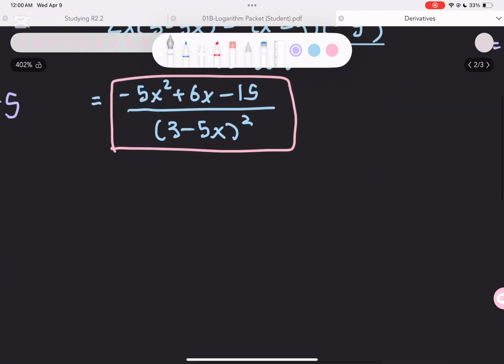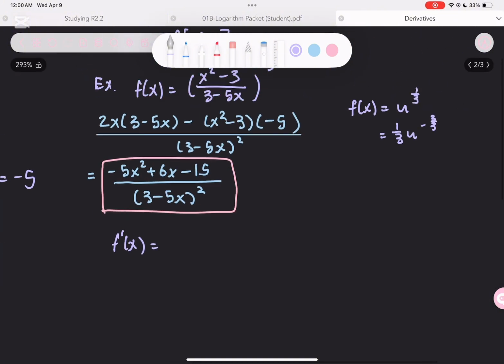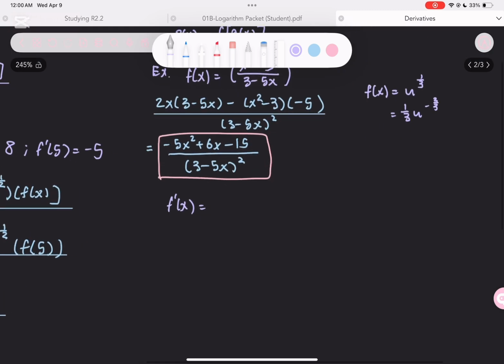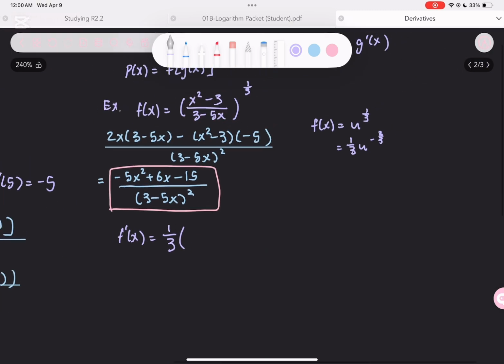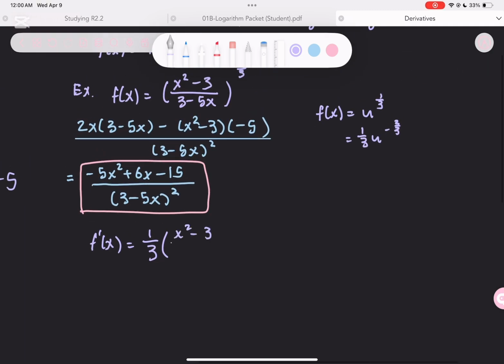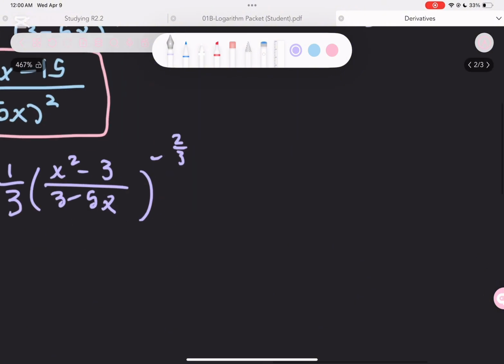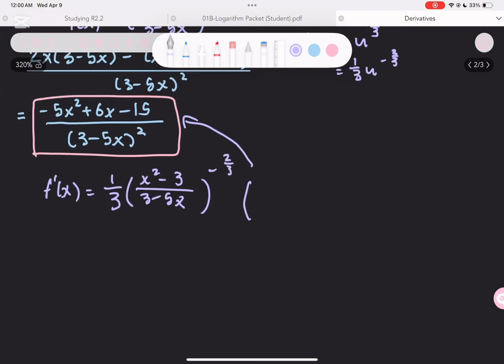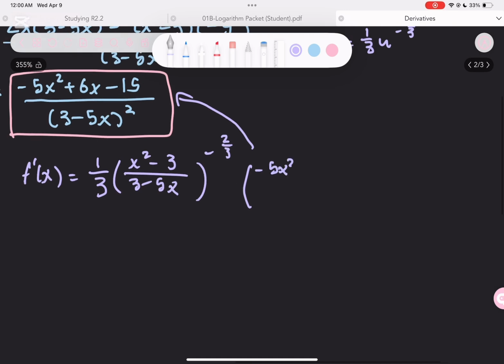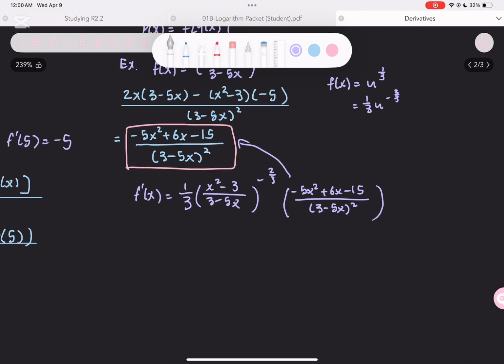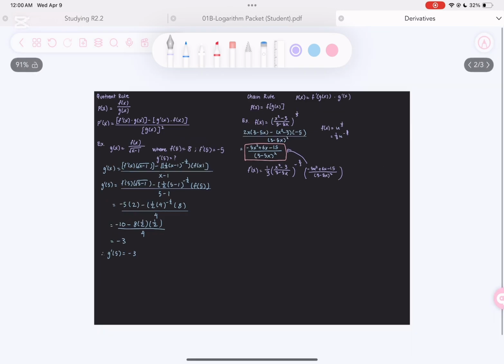So we're going to apply the chain rule here. Your f prime of x is equal to, you take the power down, and then you put that in as u. So x squared minus 3 over 3 minus 5x to the negative 2 over 3. You took the derivative of that. Now you're multiplying that with the derivative of your inside function, which is that over 3 minus 5x squared. So this is your chain rule. This is what you'll end up with, which is disgusting, by the way. I hate chain rule, but it's okay. We can't always have what we want.